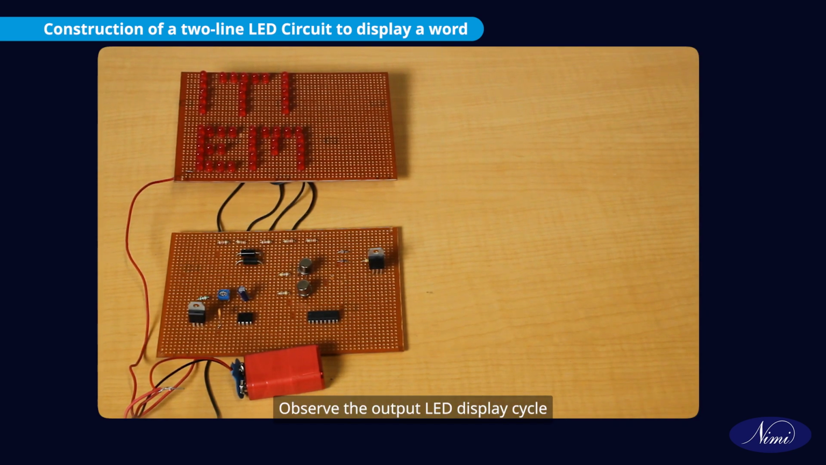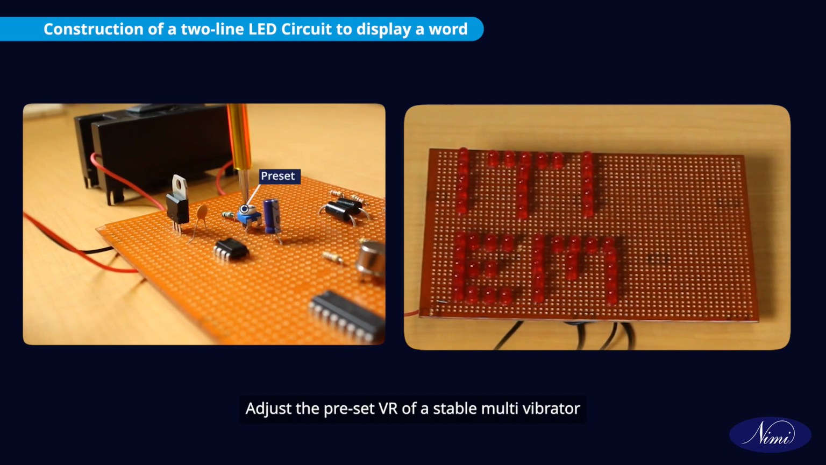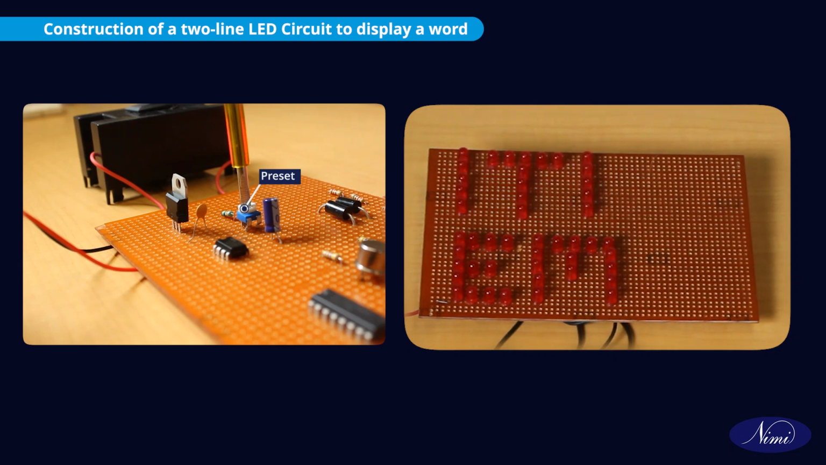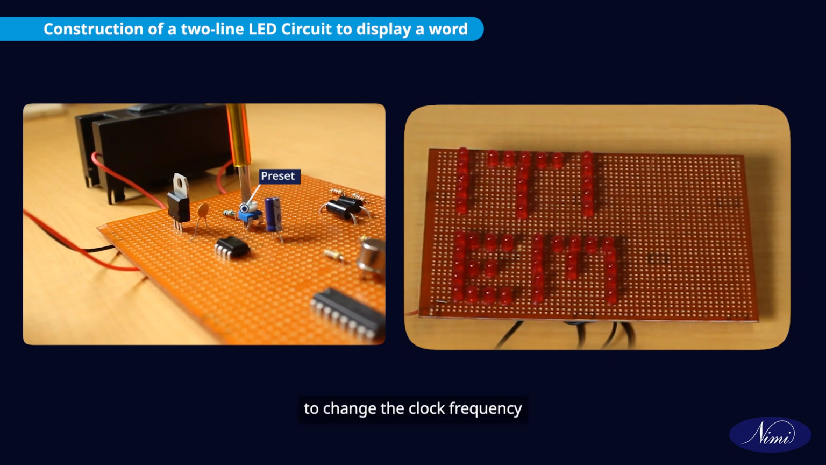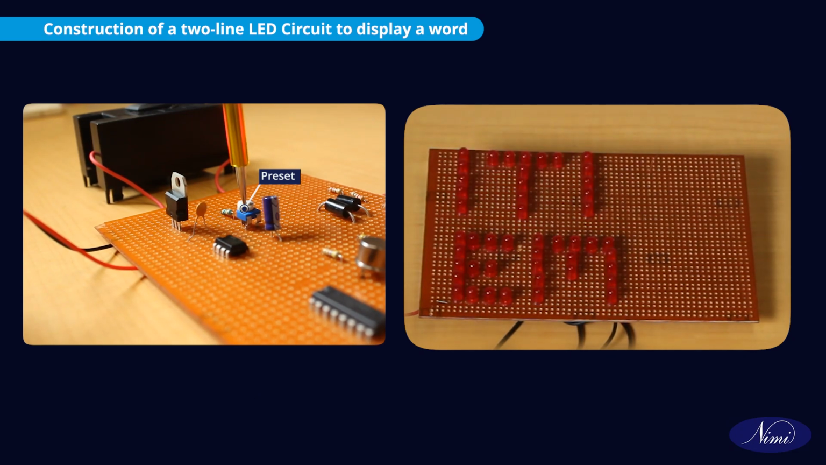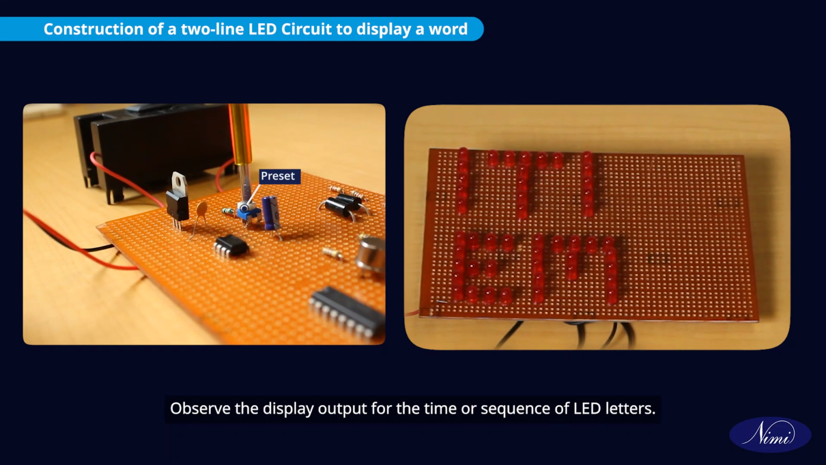Observe the output LED display cycle. Adjust the preset VR of the astable multivibrator to change the clock frequency of the decade counter to vary the display time. Observe the display output for the time or sequence of LED letters.